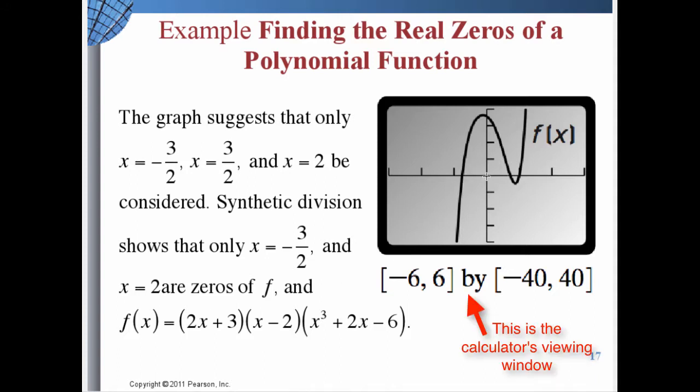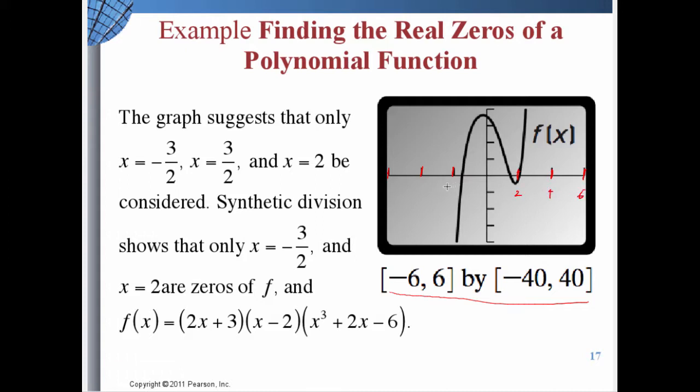In this graph here, we have these tick marks because of the window that we're given. The x scale is negative 6 to 6. So each one of these tick marks is a value of 2. So this is 2, this is 4, this is 6. Negative 2, negative 4, negative 6. So that's how this assumption right here is made.